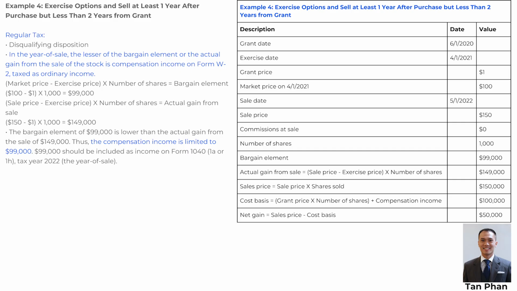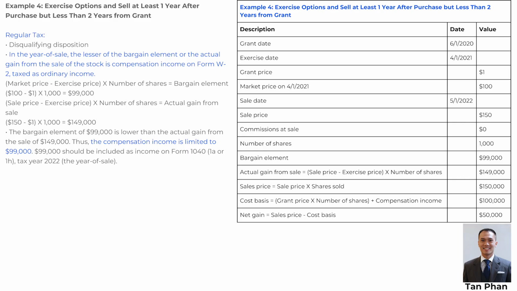Market price minus exercise price times number of shares equal bargain element. $100 minus $1 times 1,000 equal $99,000. Sale price minus exercise price times number of shares equal actual gain from the sale. $150 minus $1 times 1,000 equal $149,000.